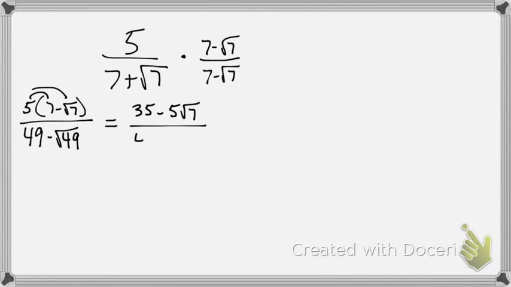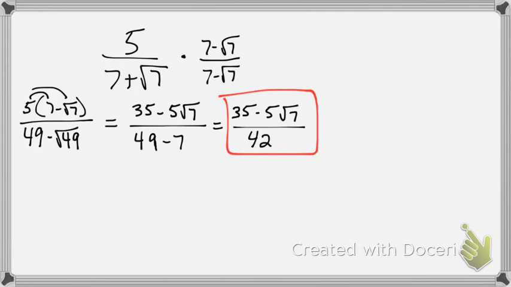Now for our denominator, I'm going to have 49 minus square root of 49 gives me 7. Okay? So when you get here, my numerator is going to stay up top. And when you do 49 minus 7, you're going to get a positive 42. Alright? And that would be your simplified answer. Okay? You're done. Because look, we don't have a radical in our denominator, so we're good to go on that part.